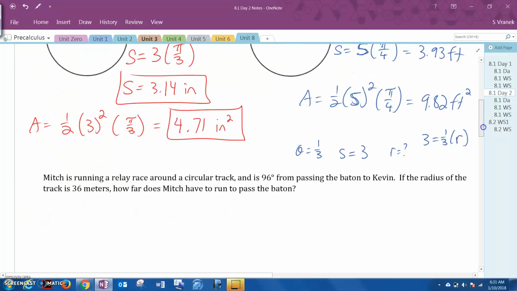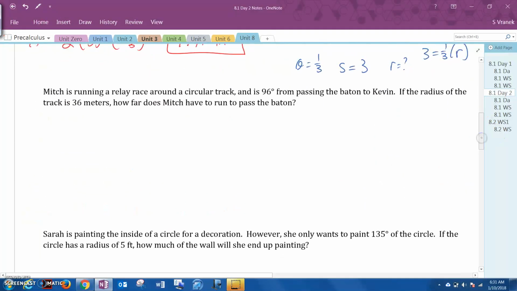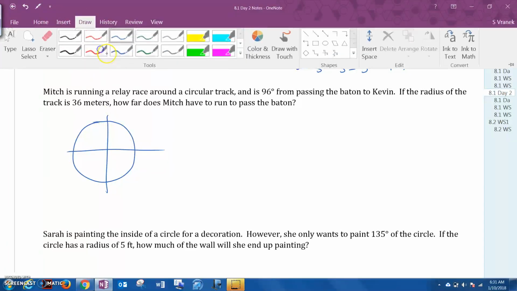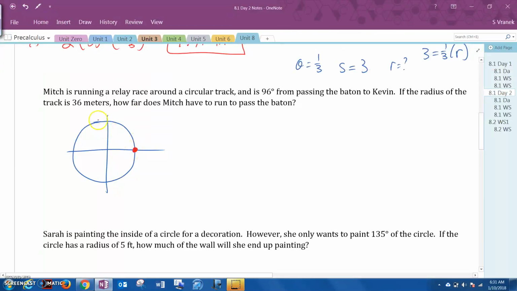We also have 2 applications here. Mitch is running a relay race around a circular track, so we have a circle, and is 96 degrees from passing the baton to Kevin. So assume that Mitch is here and Kevin's here. This is 96 degrees. If the radius of the track is 36 meters, how far does he have to run?